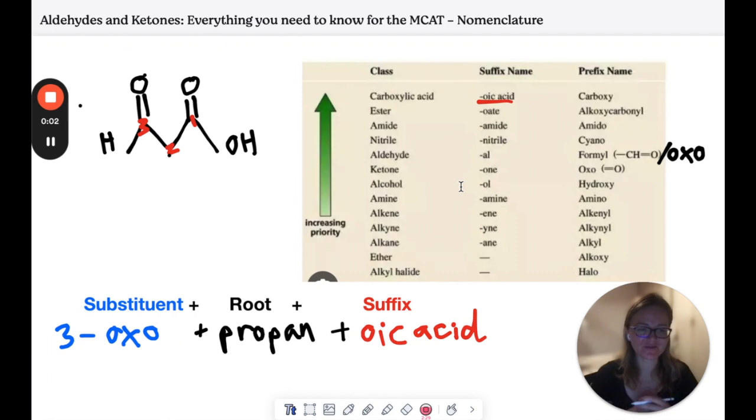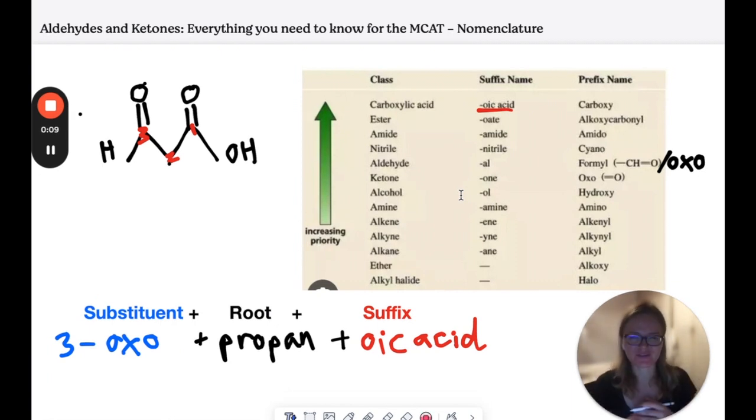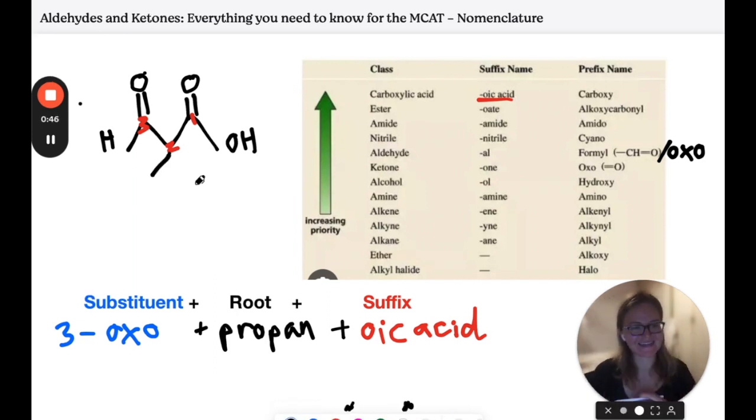Okay, so what happens if we have more than one substituent? How do we name the molecule then? What order do we put the substituents in? Well, let's say that we take our molecule here and we add a methyl group onto carbon 2. So how is that going to change the name of our molecule?